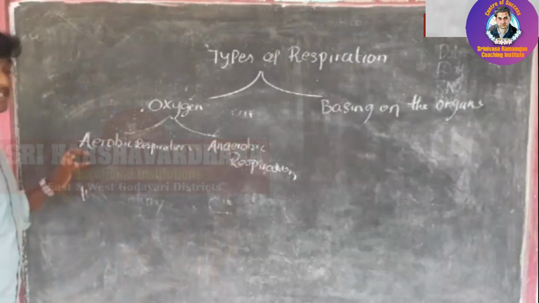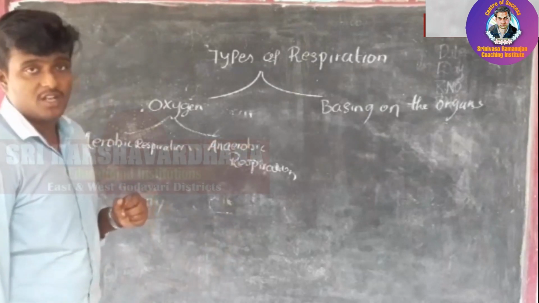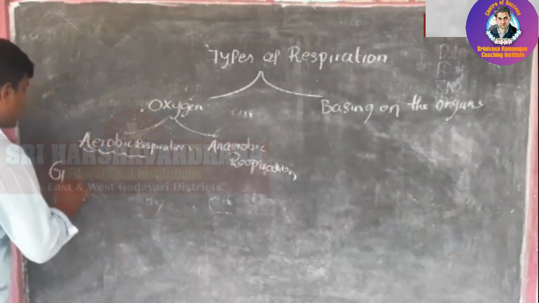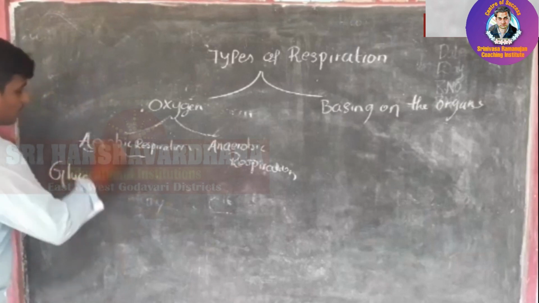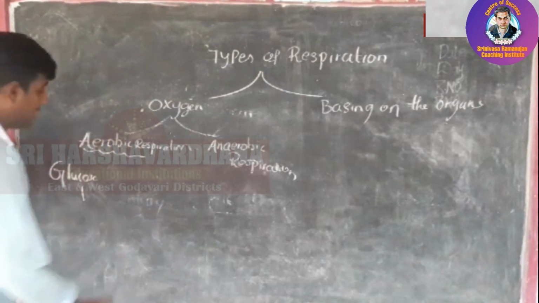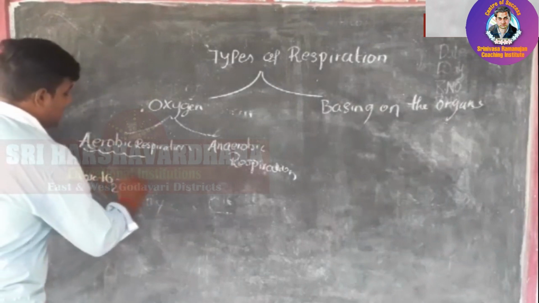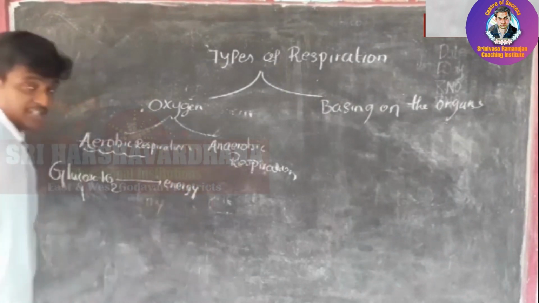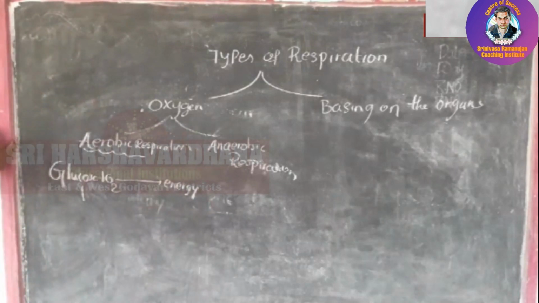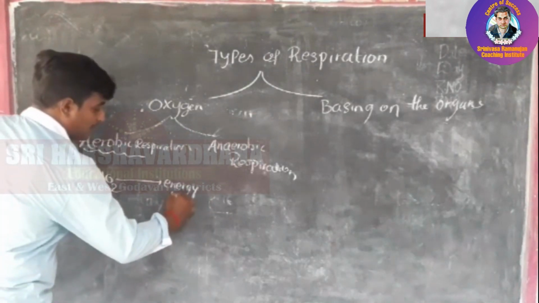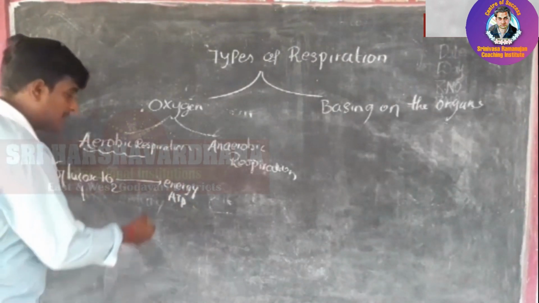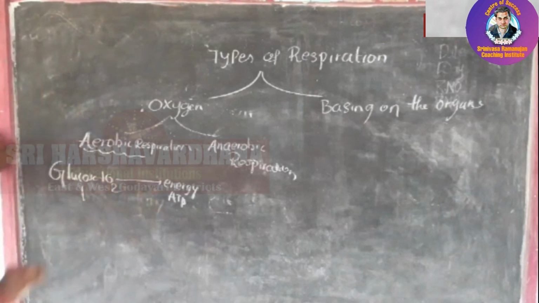First, we have to discuss aerobic respiration. You already know that when we take glucose, this glucose reacts with oxygen and liberates energy. We denote the energy in the form of ATP. What is the full form of ATP? Adenosine triphosphate. I will explain what that means.